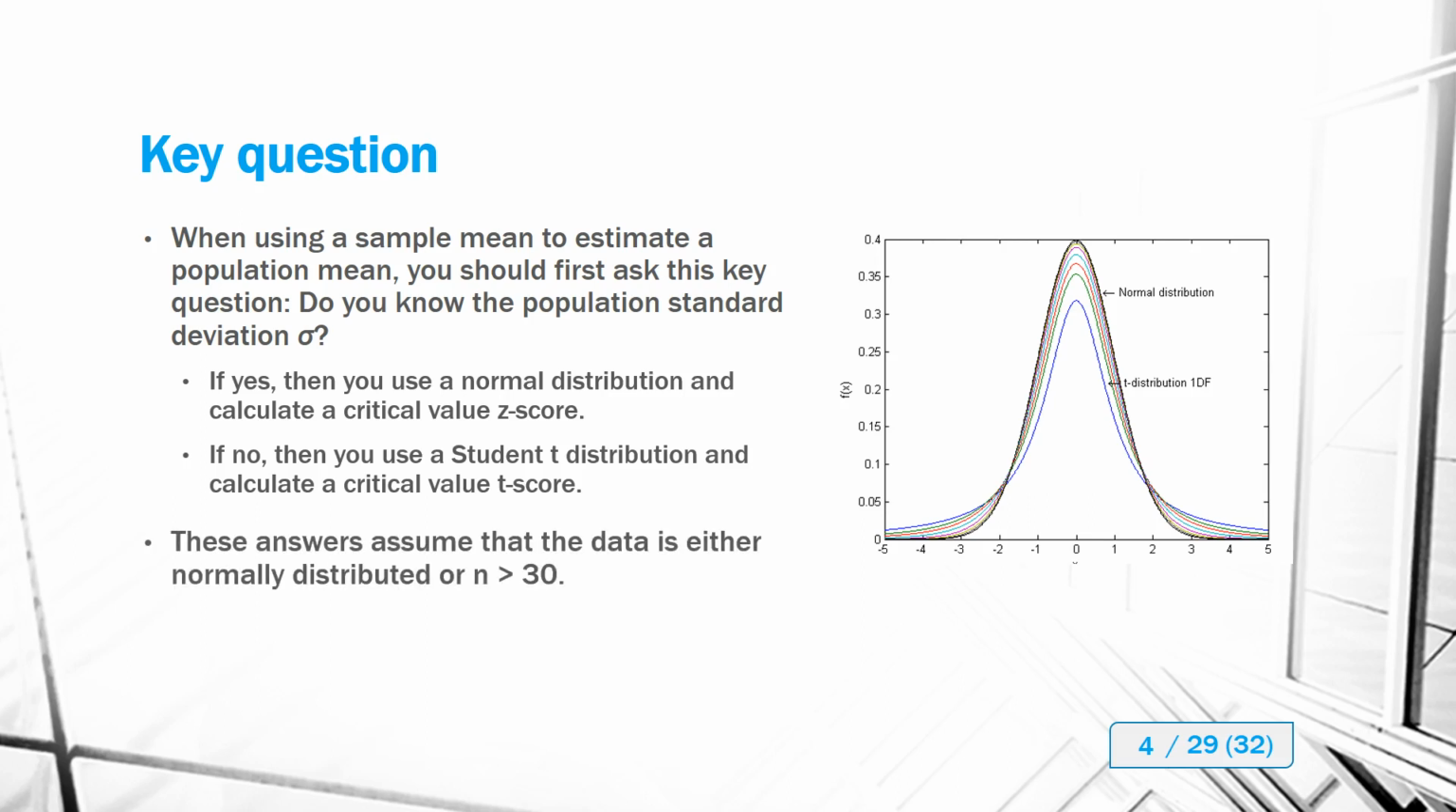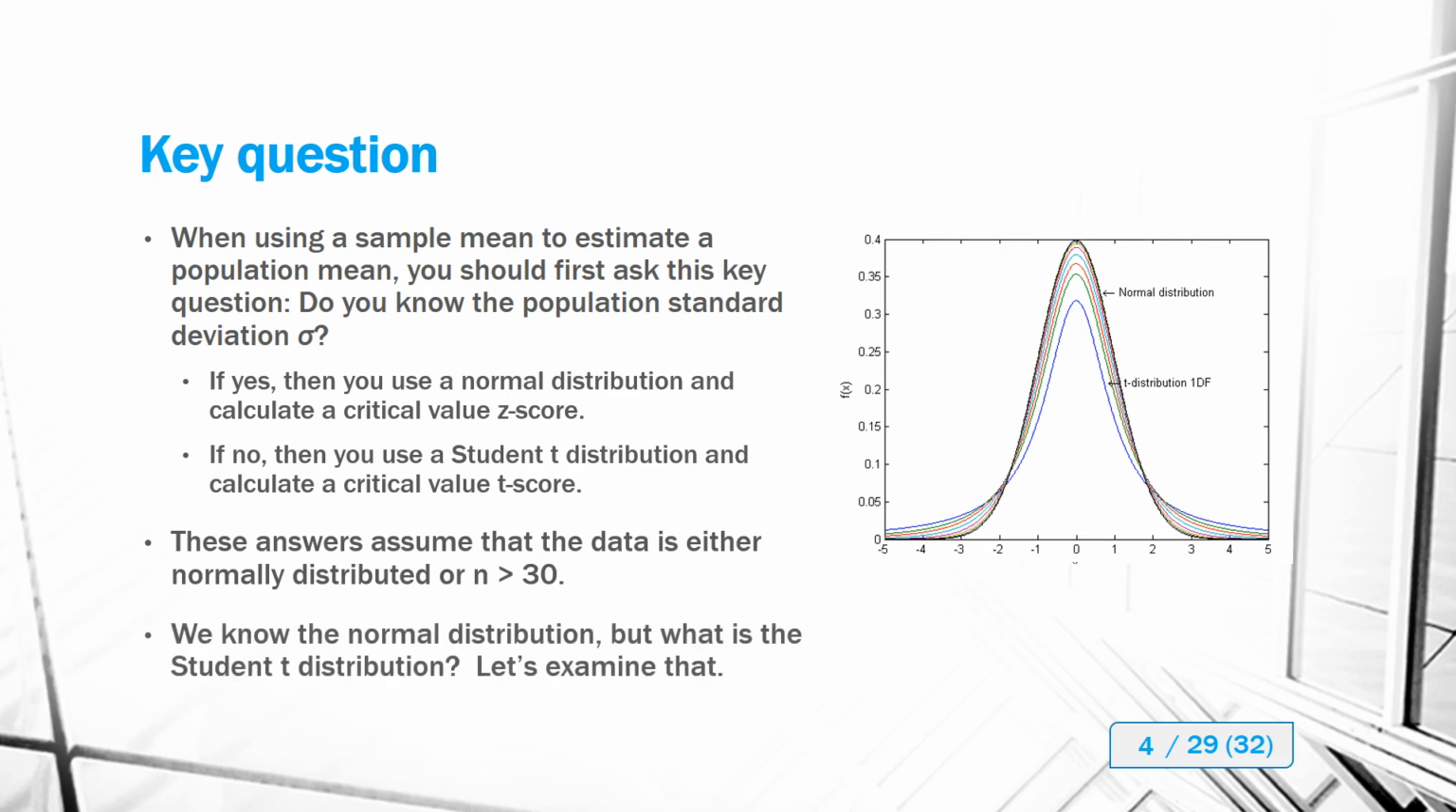Now these answers assume that the data is either normally distributed to start with or has a sample size greater than 30. So looking at these two options, we're familiar with the normal distribution. We know about calculating z-scores. But what's this student t-distribution all about? Well, let's look at that.